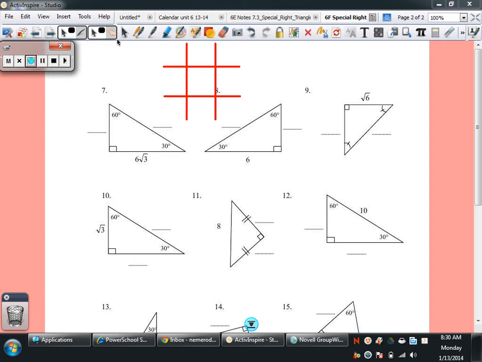You asked for it, and here it is, 6F, doing the practice problems. I'm going to go through each time. I'm going to use the tic-tac-toe grid here sort of to set up and organize my information.